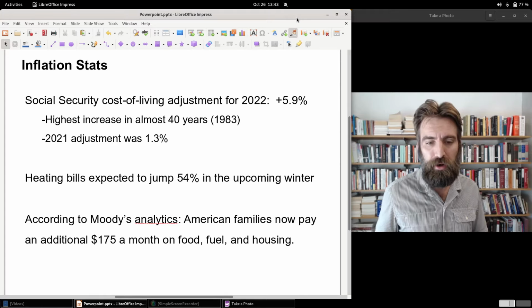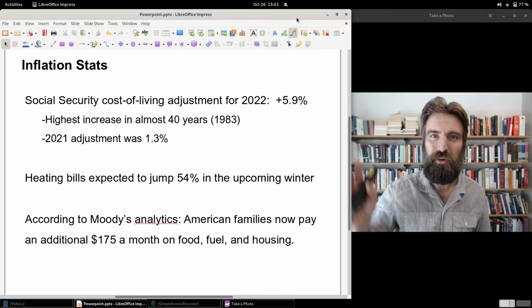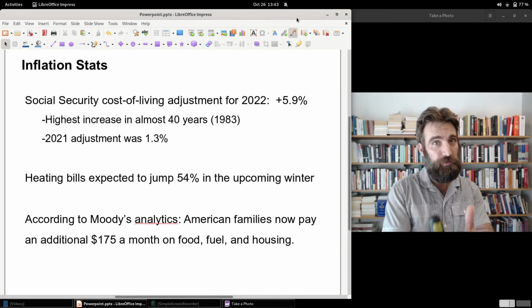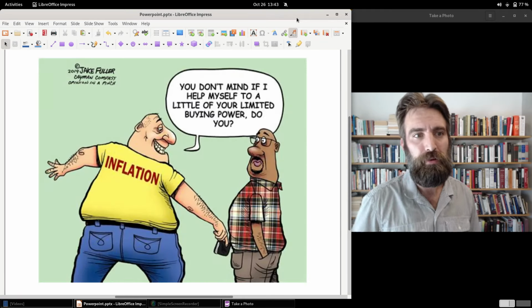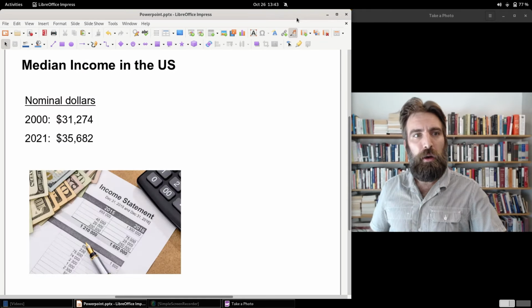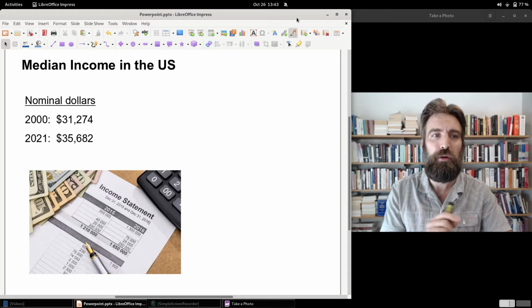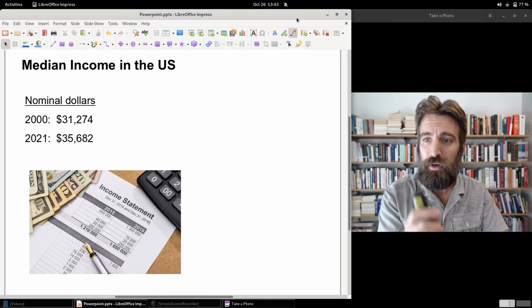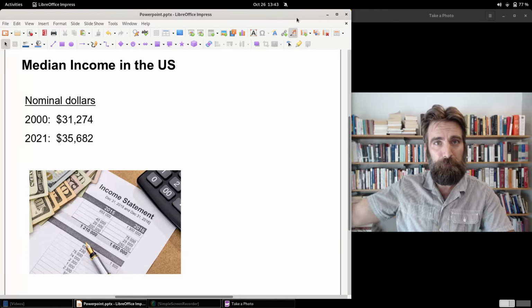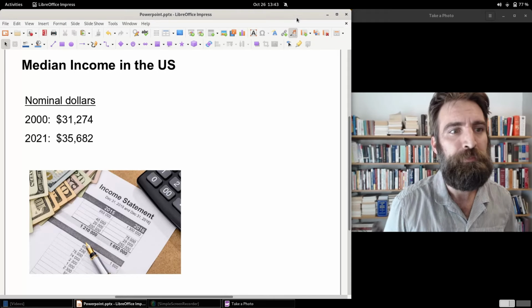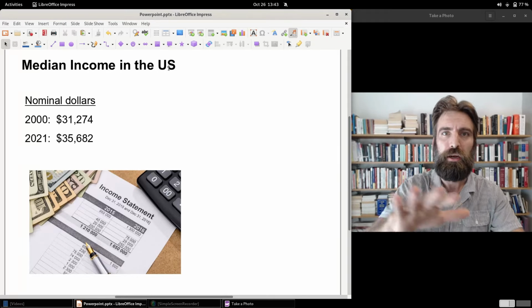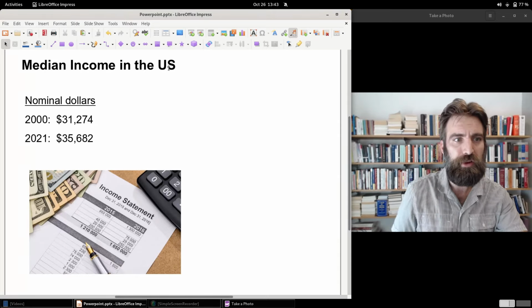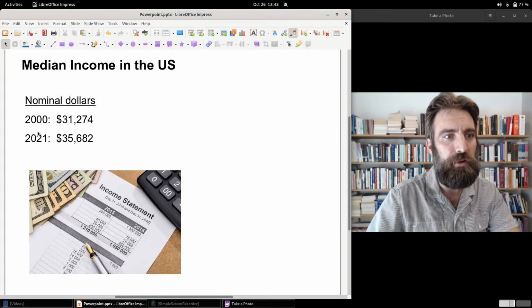For wealthy Americans or for upper middle income Americans, they can survive this fine. Okay, it's not a big deal. For a lot of Americans, that's not the case. Okay, take a look at this. You want to look at the erosion of purchasing power over time. Take a look at this stat. This is median income in the United States from 2000 to 2021.